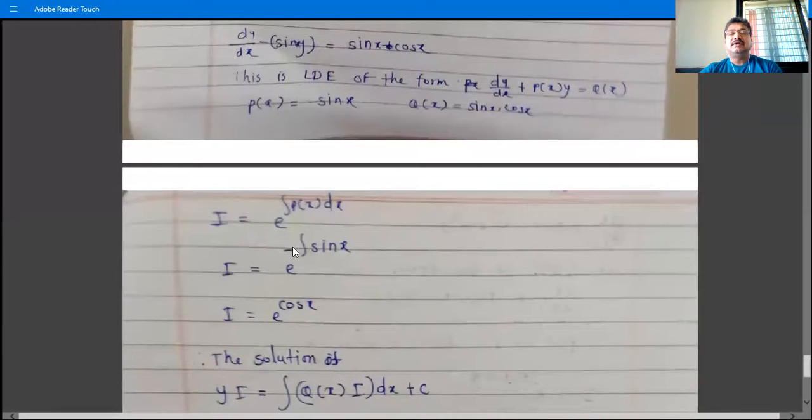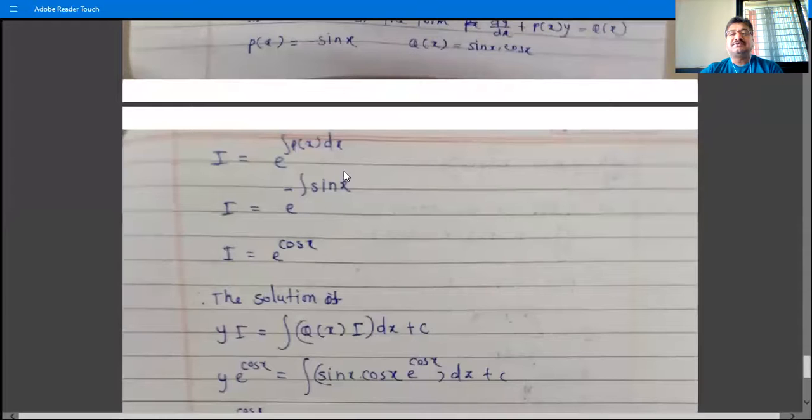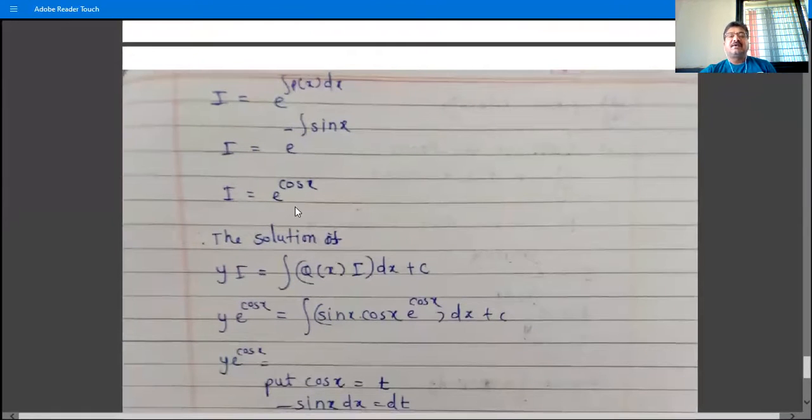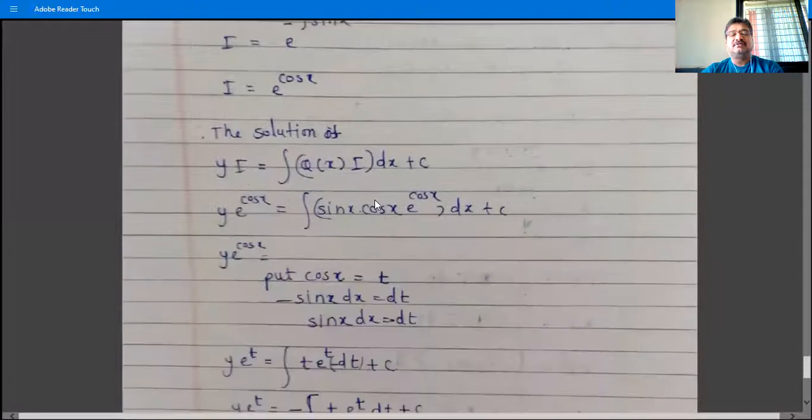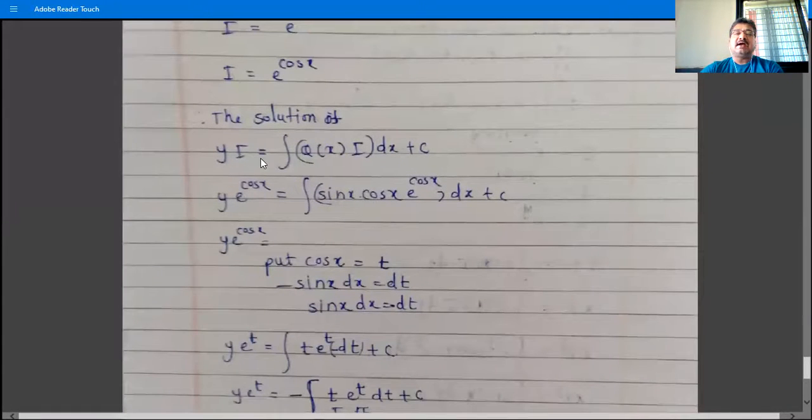So I is equal to e raised to integration P(x) dx, that is e raised to minus integration sine x dx, because P(x) is minus sine x, and the integration of sine x is minus cos x. So minus minus becomes plus cos x. So e raised to cos x is the integrating factor. And now the general solution of the given differential equation is what? The formula is yI is equal to integration Q(x) into I dx plus constant. So this is the formula to obtain the general solution of a linear differential equation.